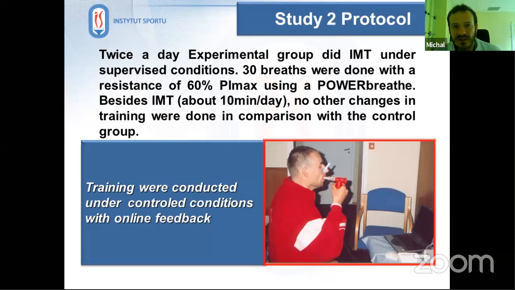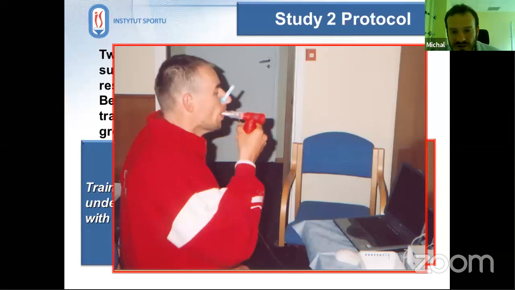It took about 10 minutes a day, but they were still doing the general training, general preparation on the rowing boats, in the gym, or running, and every other kind of activity that they have in their plan, supported by 10 minutes of inspiratory muscle training. And the control group did the same training, but without inspiratory muscle training. It was conducted under supervised conditions, so athletes have seen on the screen how they perform, how much pressure and resistance they need to apply, and that was supervised for 11 weeks.